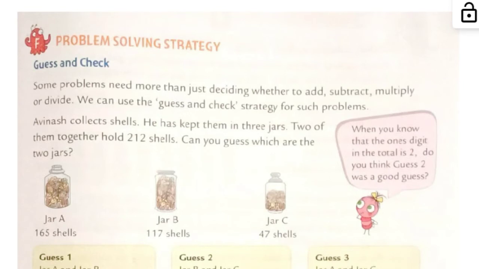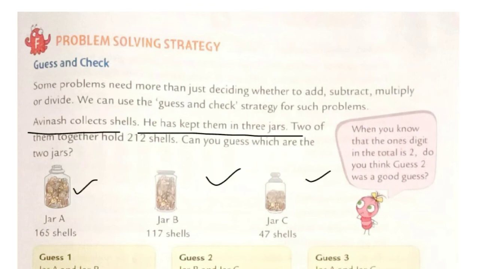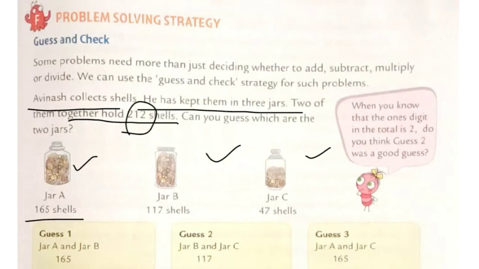So scholars, now we have reached page number 103, where we have to learn the problem solving strategies. So let's learn this with the example given here. Avinash collects shells. He has kept them in 3 jars. We have to find out those 2 jars which together hold 212 shells. Can you guess which are those 2 jars? Jar A has 165 shells, jar B has 117 shells and jar C has 47 shells.